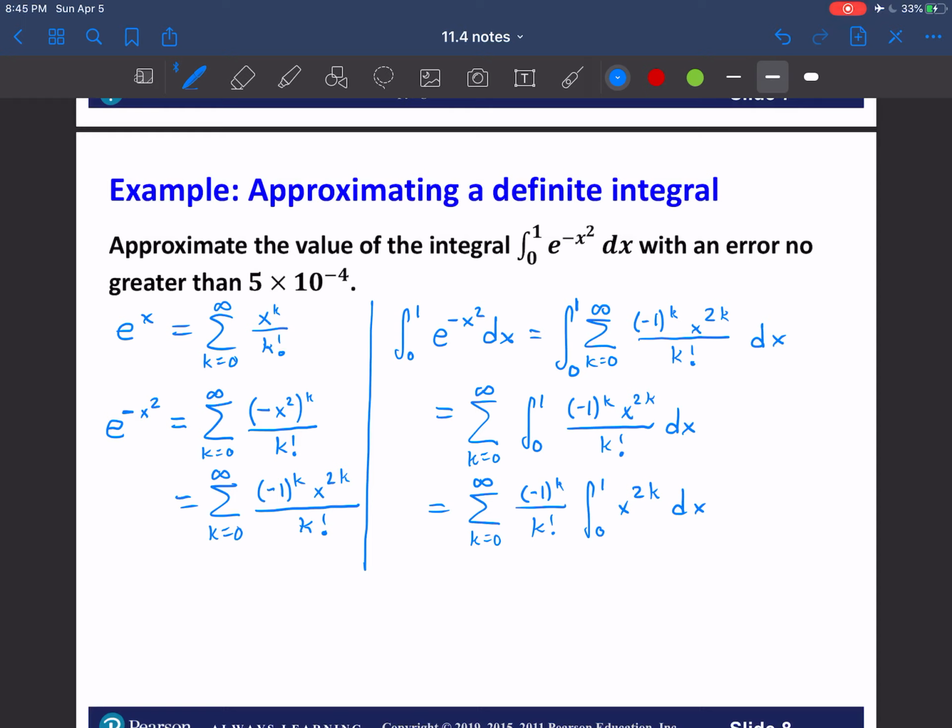Next, we need to consider evaluating this integral. All right, so x to the 2k, well, 2k is just a number, so if we increase the power by 1 and then divide by the new power, we're going to end up with the sum from k equals 0 to infinity, negative 1 to the k over k factorial times x to the 2k plus 1 divided by 2k plus 1 evaluated from 0 to 1.